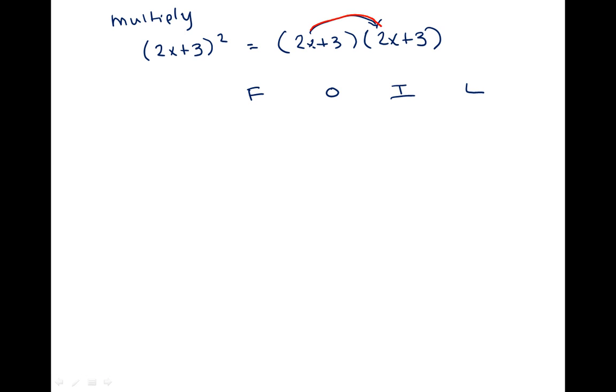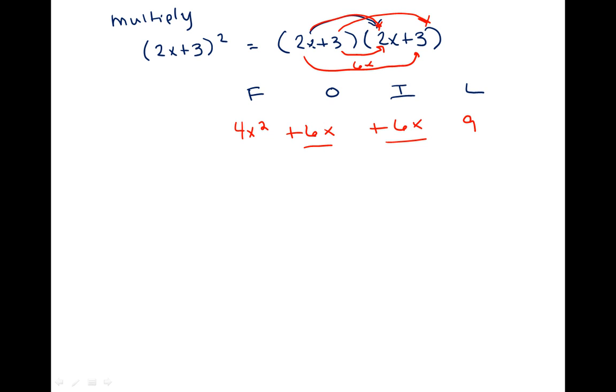So 2x times 2x is 4x squared. My outer, 2x times 3, is 6x, a positive 6x. My inner gives me another positive 6x. Notice it's different than the difference of squares because those don't cancel out. You get two positive 6x's. And then my last, 3 times 3, is 9. My inner and outer do not cancel out.